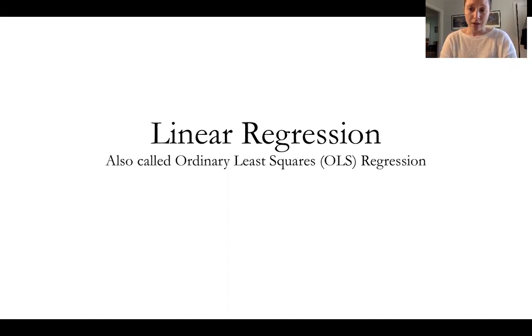So we are moving into a unit on linear regression. We also call this ordinary least squares regression, and you'll have a homework assignment related to it. So it's important that you understand.